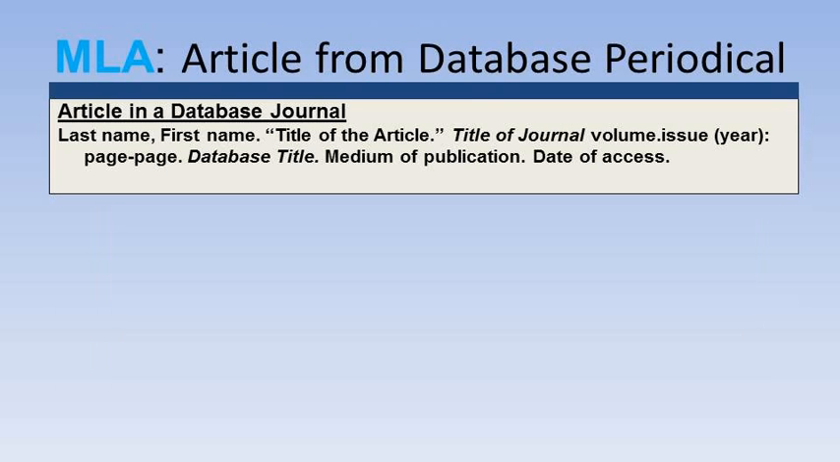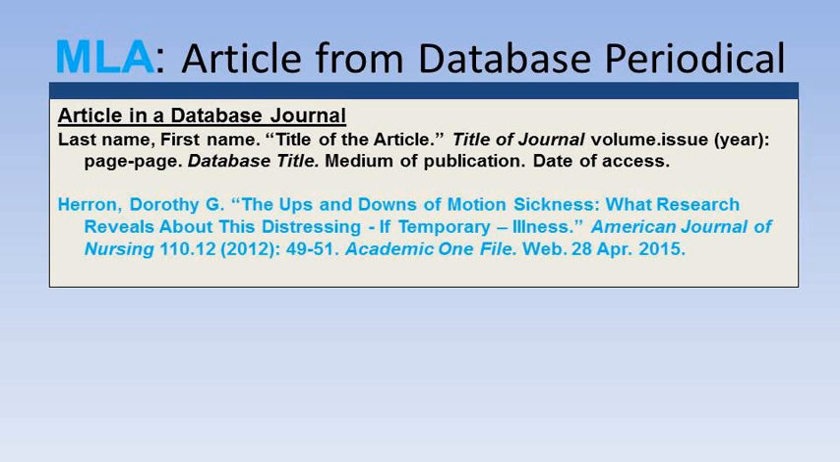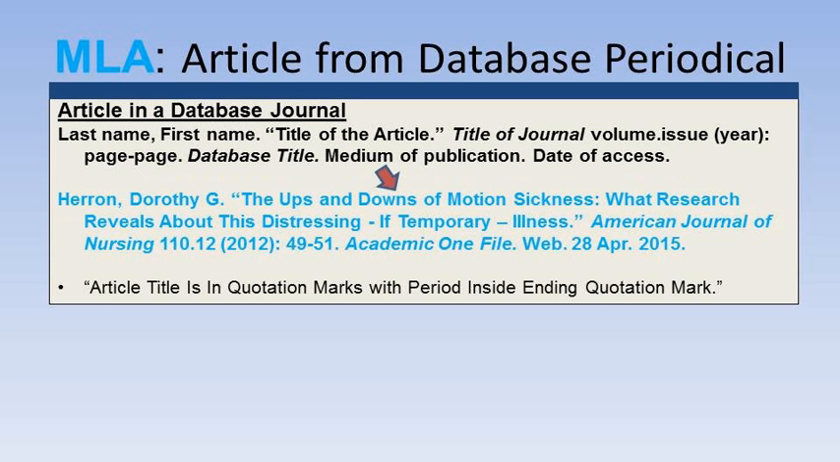Most likely, a lot of your research will be done using articles from periodical databases. Periodicals include regularly published items such as journals, magazines, and newspapers. Here's the format for citing an article from a journal in an online database. And here is our example. Note that you put the article title in quotation marks with the period inside the ending quotation mark.